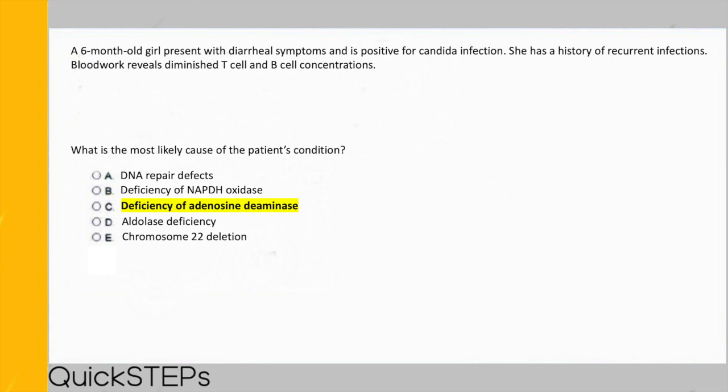No, because it has diminished T cells and B cells, right? If it was just diminished T cells and she was having spasms and maybe they did some sort of imaging and there was no thymus present, right?